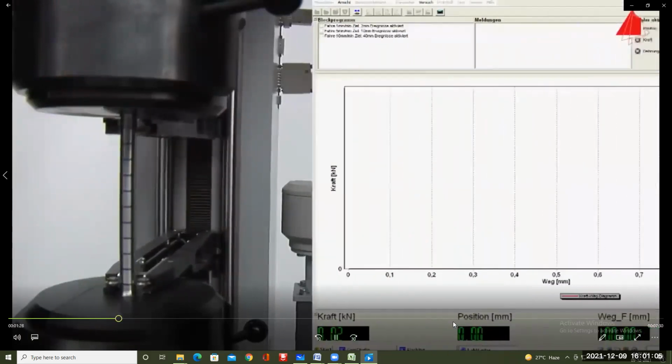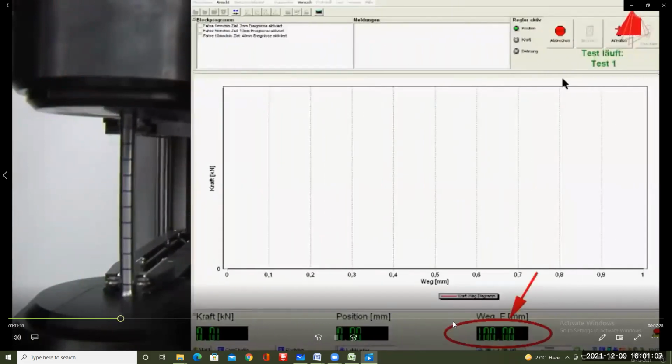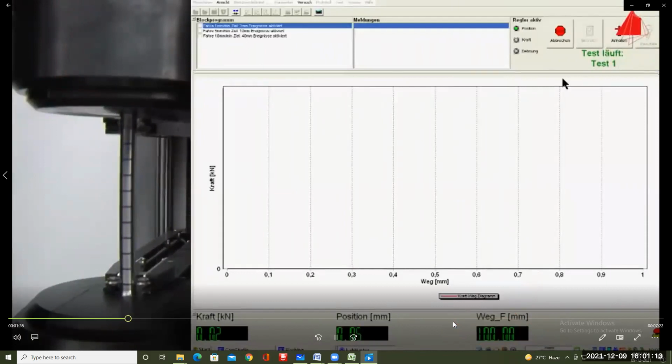The gauge length is displayed at the bottom right-hand corner of the screen. At the beginning, it amounts to 100 mm. During the tensile test, the test piece is slowly and constantly elongated with a standardized speed. The force that the test piece opposes to the imposed elongation is recorded and can be seen at the bottom left-hand corner of the computer display.